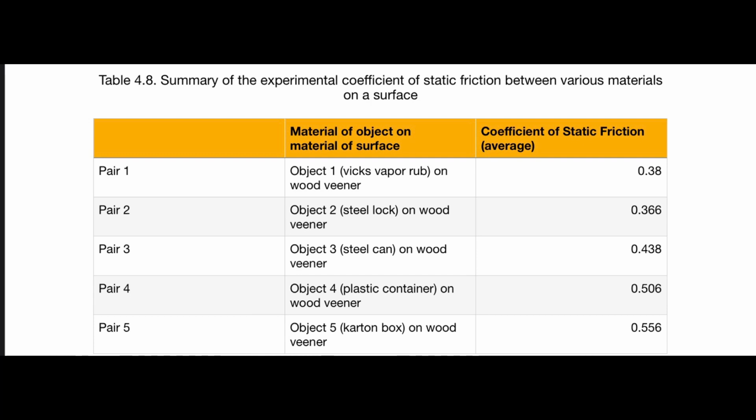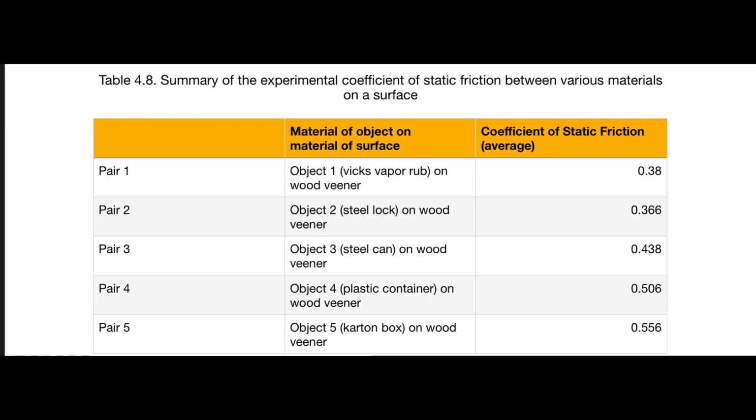So for the first pair, object 1 is Vicks Vapor Rub on wood veneer having a coefficient of static friction average of 0.38. And for pair 2, object 2 steel lock on wood veneer, we're having a coefficient of static friction average of 0.366. For pair 3, object 3 steel can on wood veneer, the coefficient of static friction average is 0.438. For pair 4, object 4, plastic container on wood veneer, the coefficient of static friction average is 0.506.